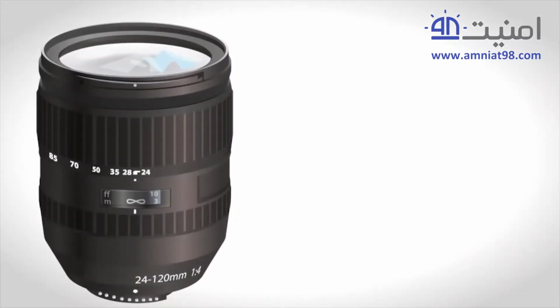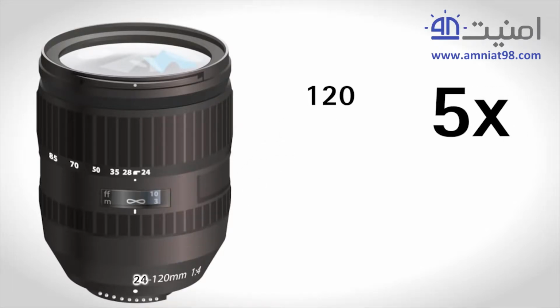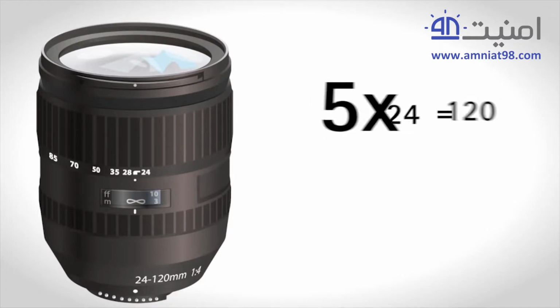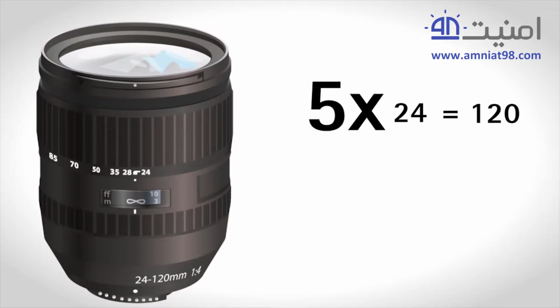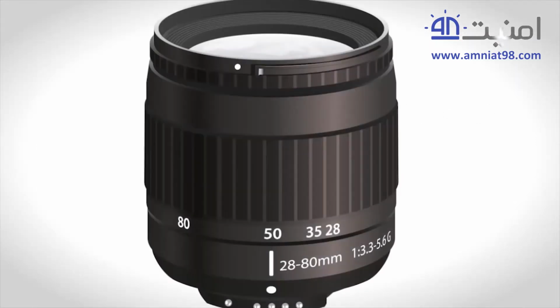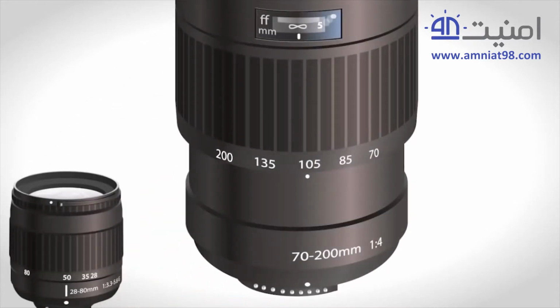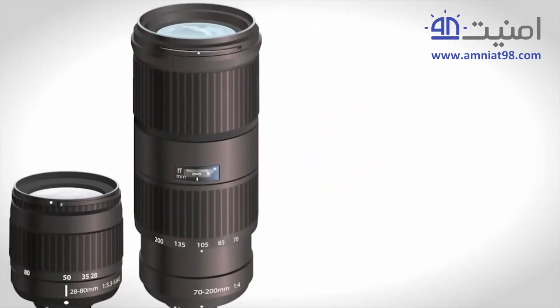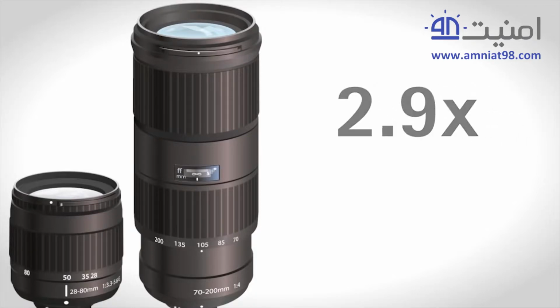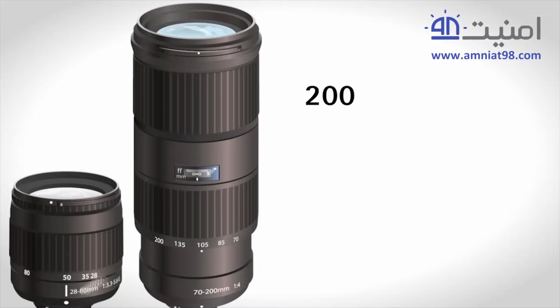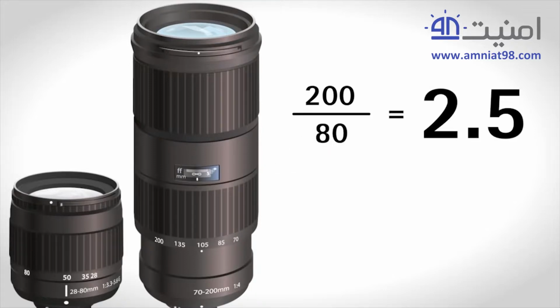When a zoom lens is rated at 5 times, this means the longest focal length divided by the shortest equals 5. Or if we reverse it, the wide-angle focal length times 5 will give you the maximum telephoto focal length. If we compare a 28 to 80 mm lens with a 70 to 200 mm lens, on paper, both are listed with the same zoom factor, 2.9. However, the 70 to 200 will actually give you 2.5 times more magnification than the 28 to 80 lens.